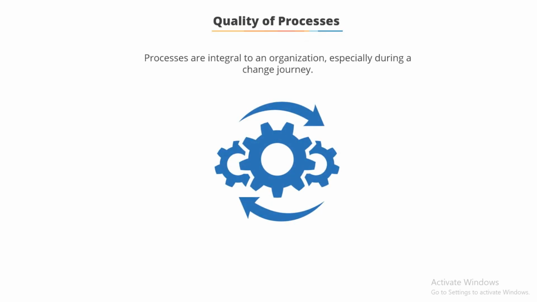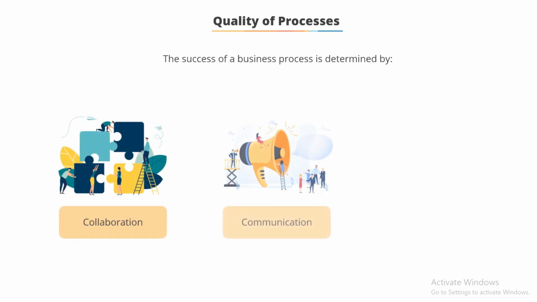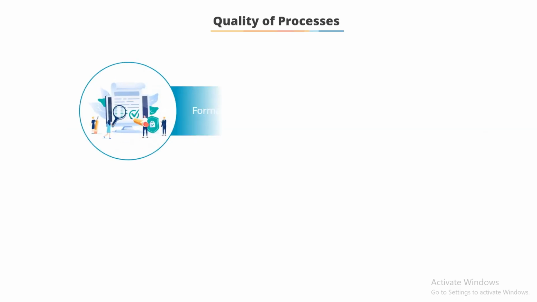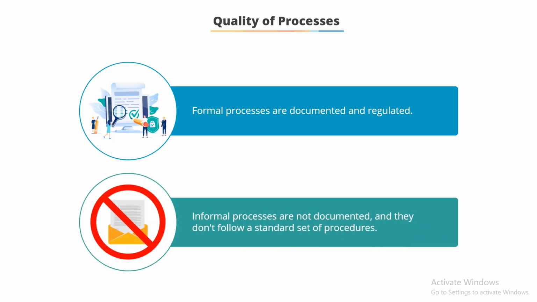Let us move on to quality of processes. Processes are integral to an organization, especially during a change journey. The success of a business process is determined by the ways of working like collaboration, communication, and decision-making. Formal processes are documented and regulated. Informal processes are not documented and they don't follow a standard set of procedures.